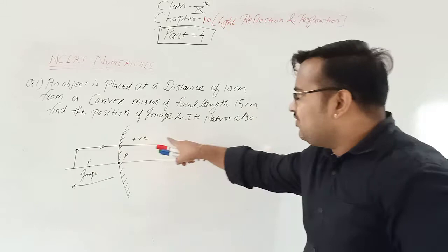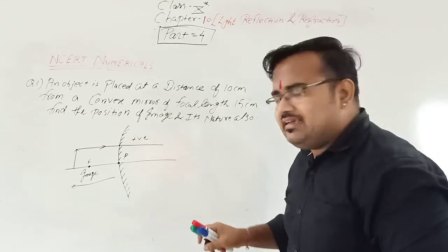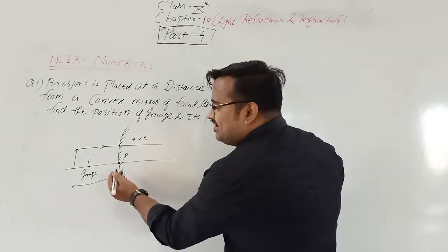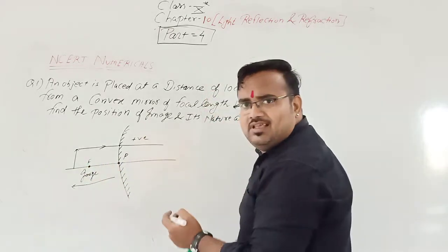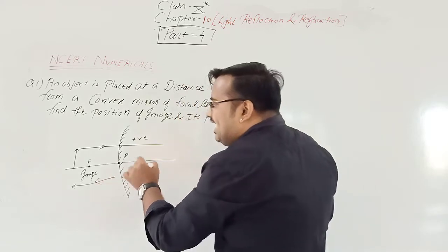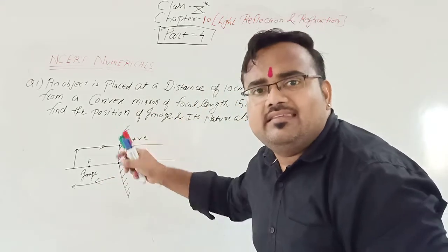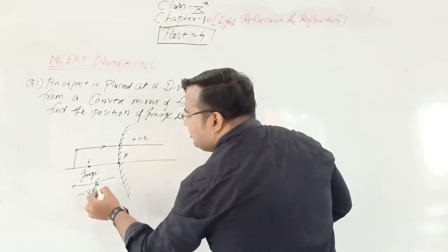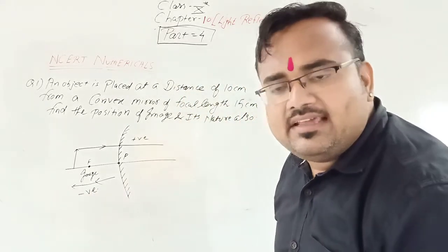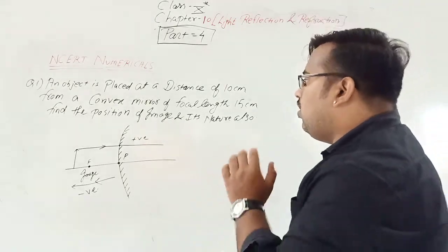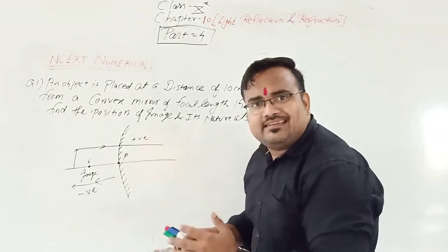This is the direction of incident ray, that means positive direction. And if we are going opposite, now the image is formed, that means we measure the distance from pole to focus. That means we are going in the opposite direction as compared to the incident ray. That means this direction is negative direction.